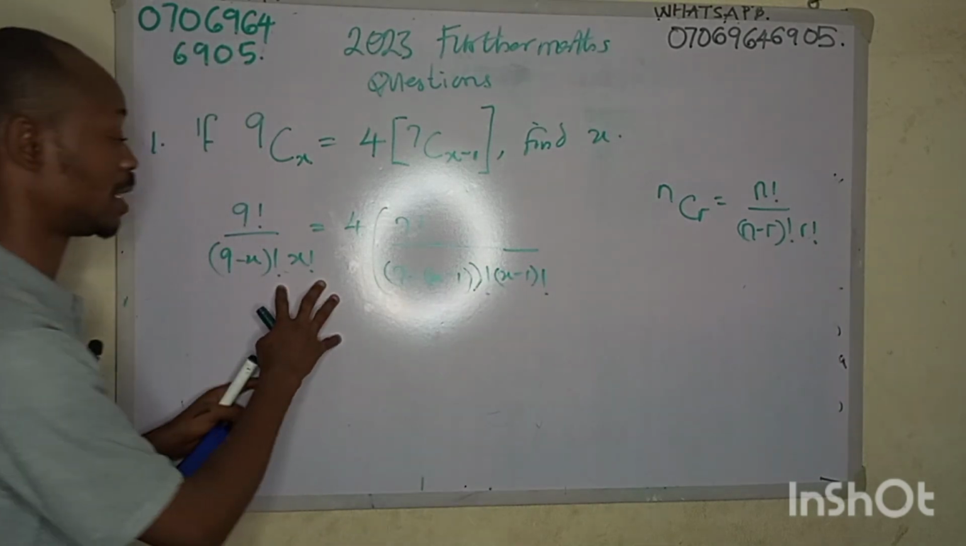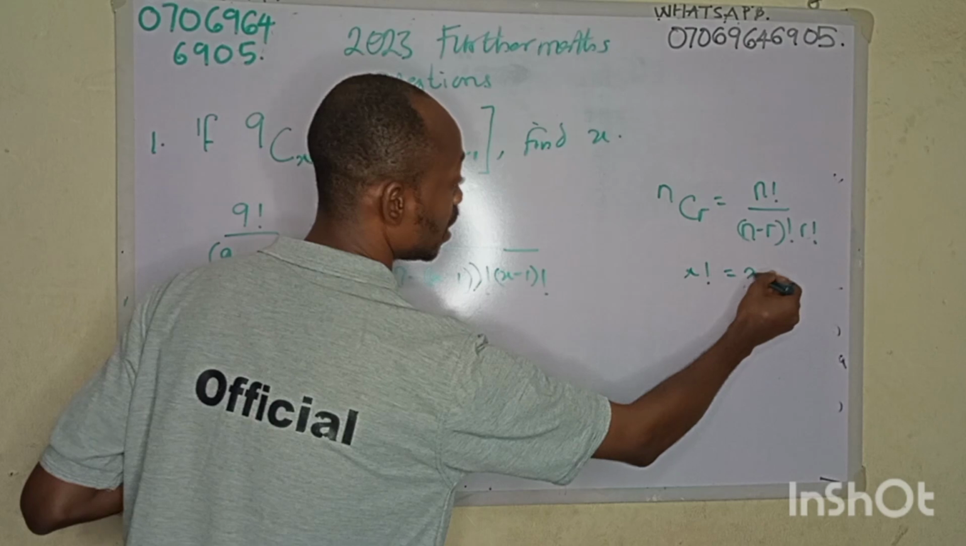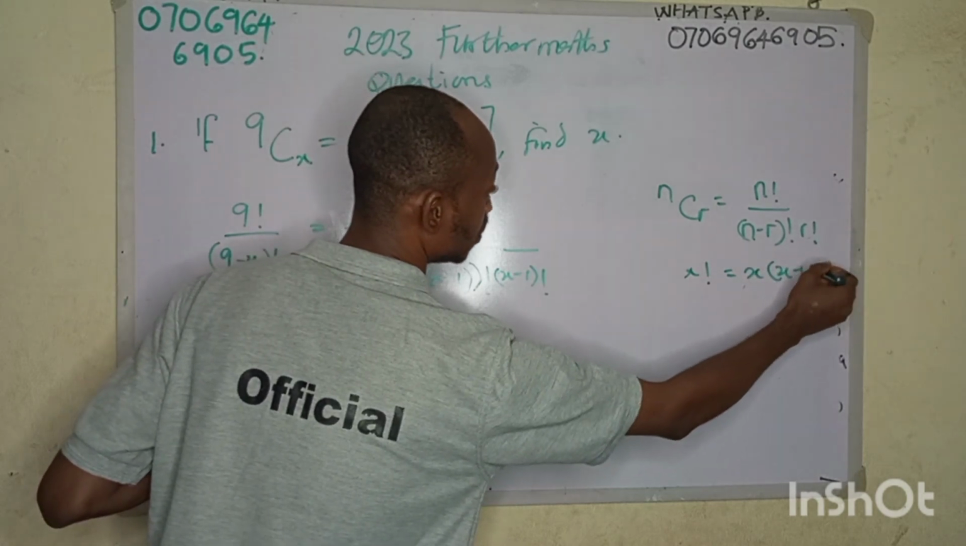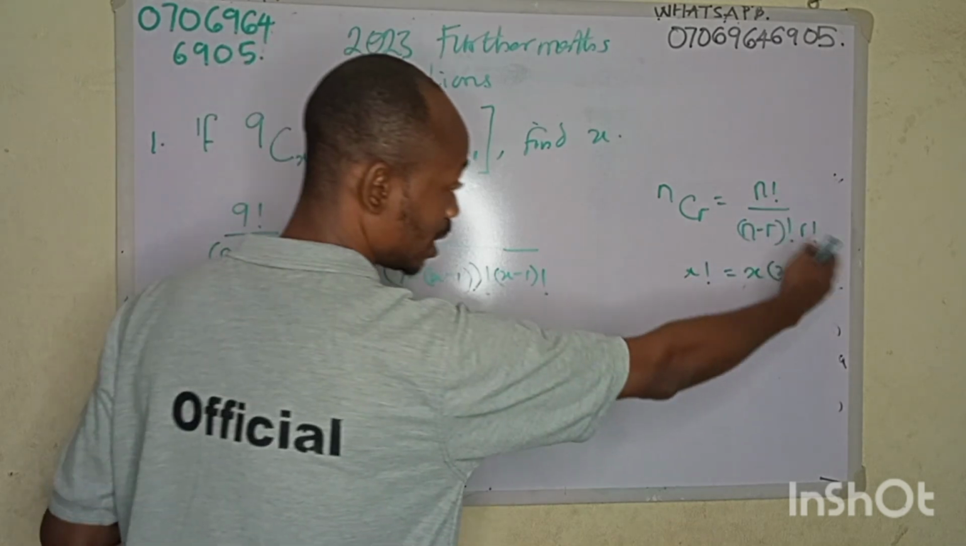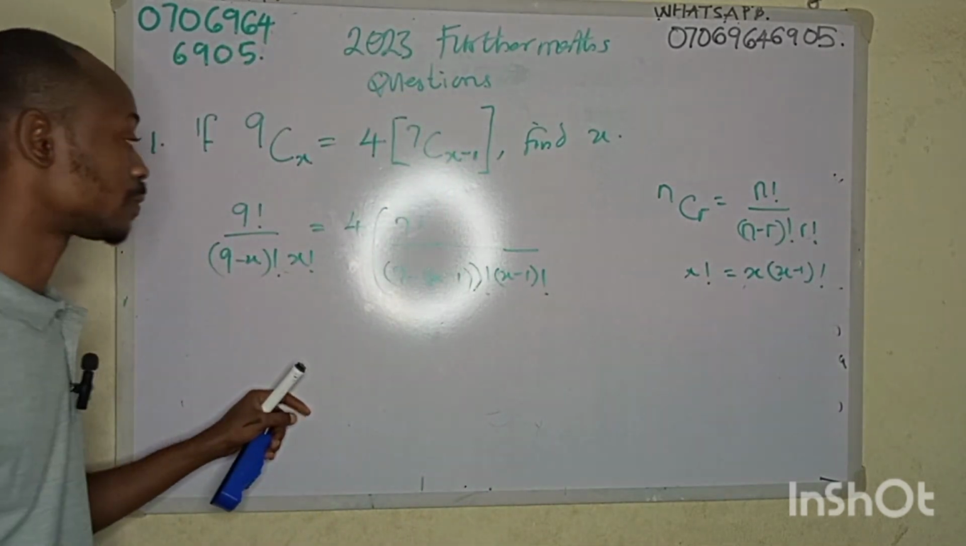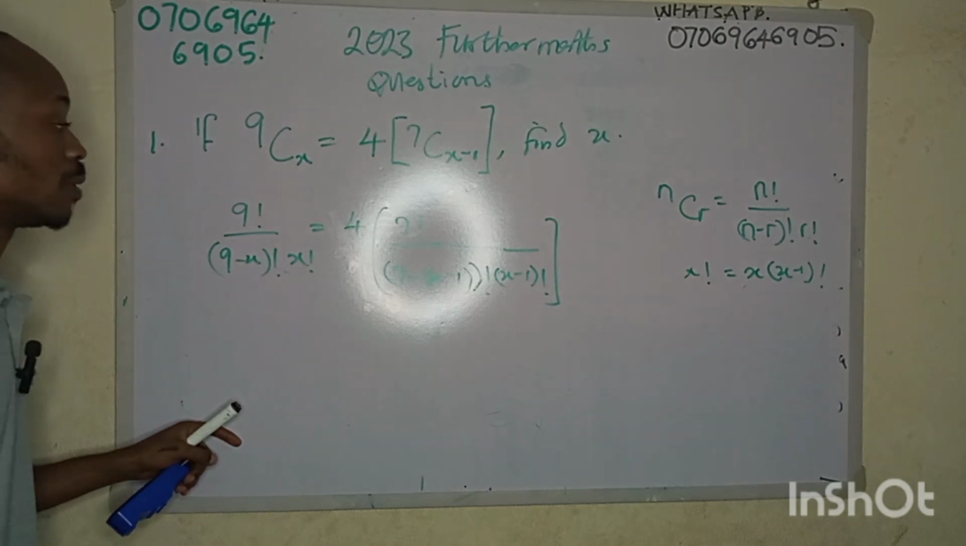Remember when I was trying to expand this the other time, x factorial can also be expanded as x multiplied by x minus 1 factorial. And it can go on like that. You can go to x minus 2 factorial as well if you want. Okay, so let's just close this bracket. So what's the next thing we do?